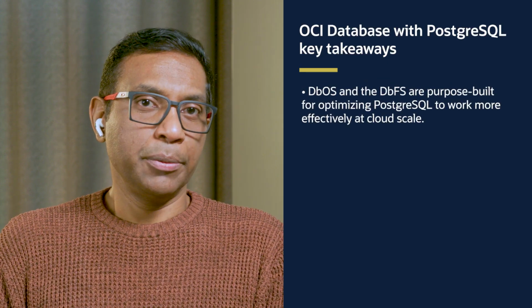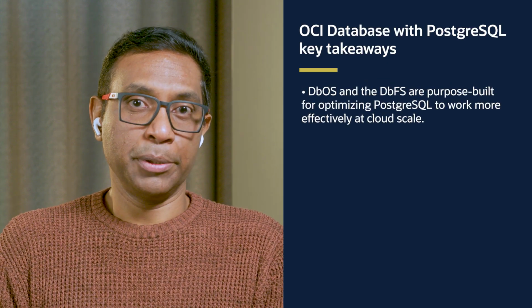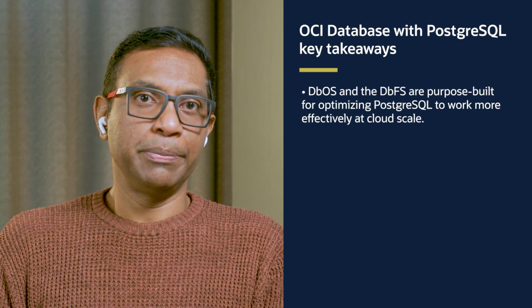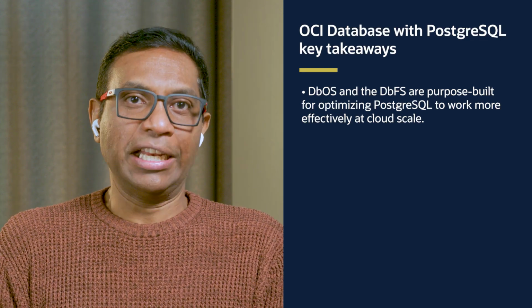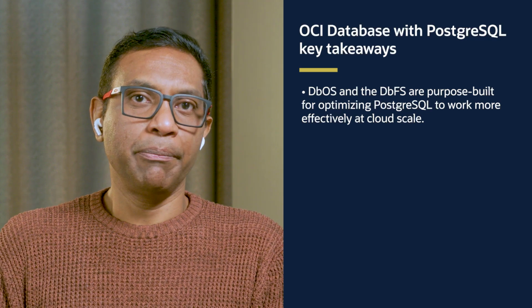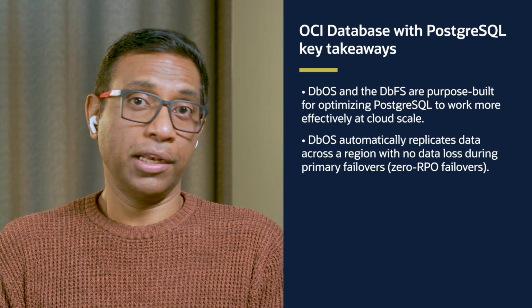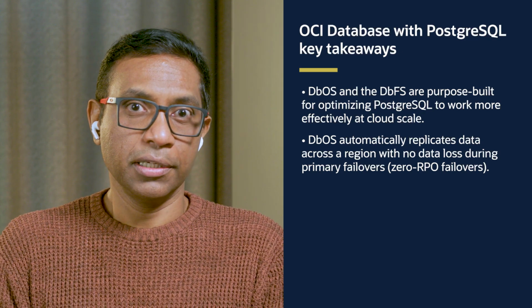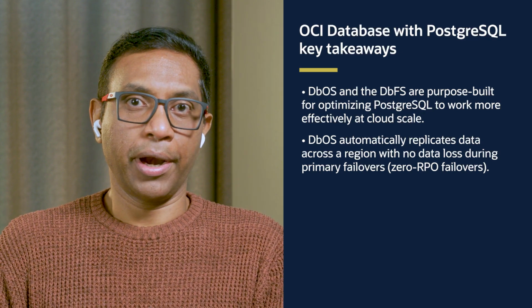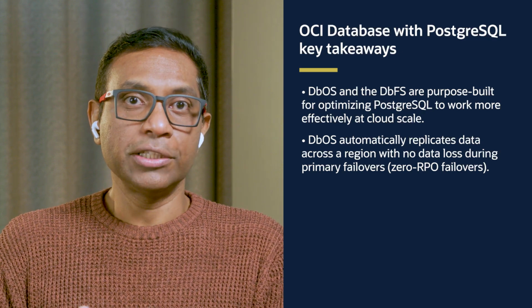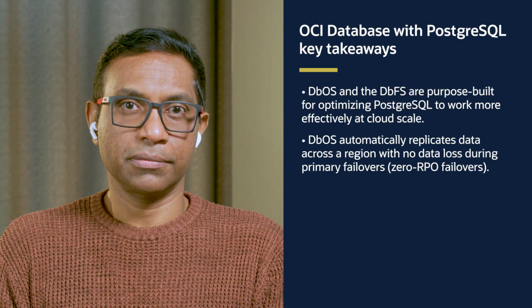Here are some key takeaways. Database optimized storage and the database optimized file system that are purpose-built for optimizing Postgres to work more effectively at cloud scale is a key bedrock of the OCI database service for Postgres. Database optimized storage automatically replicates data across a region with no data loss during primary failovers, essentially zero RPO failovers.